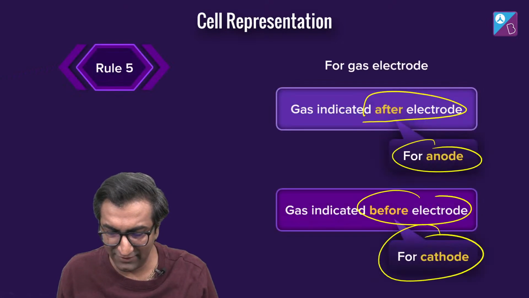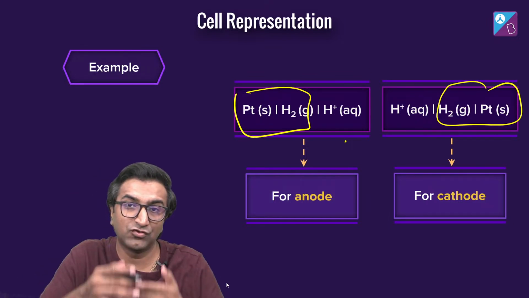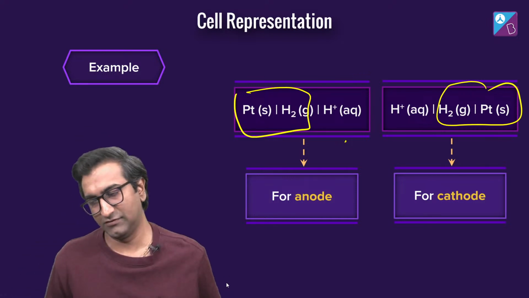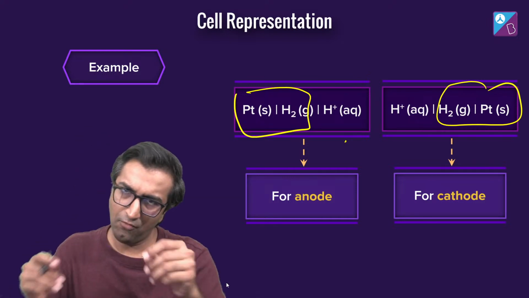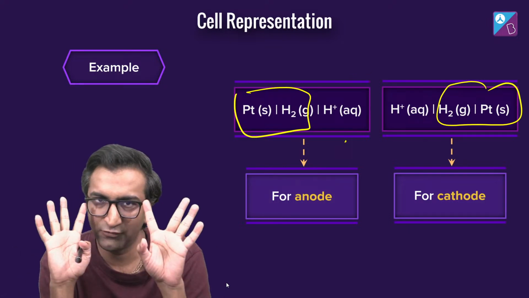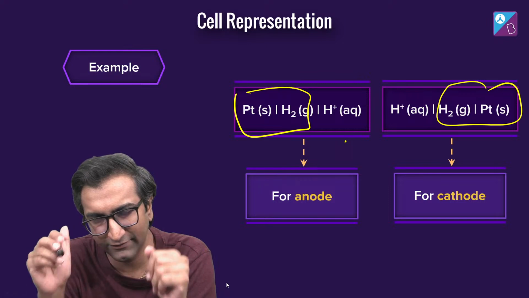Don't worry about this definition so much. This may be confusing, but look, hydrogen has to react on the platinum. Platinum is a very good catalyst. It has pores on it on which hydrogen can react. That's one part of it. So you will write platinum followed by this, or this followed by platinum. How do you figure this out?